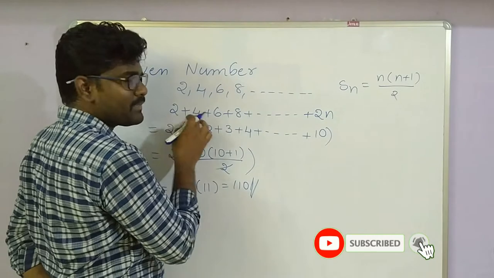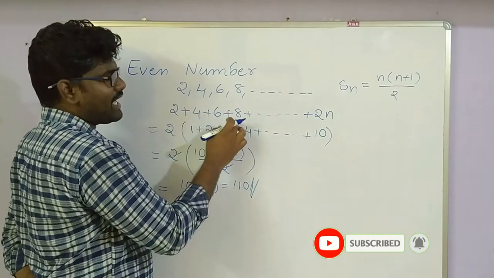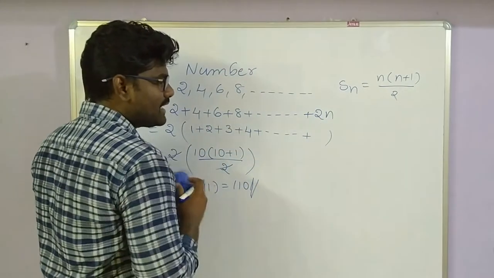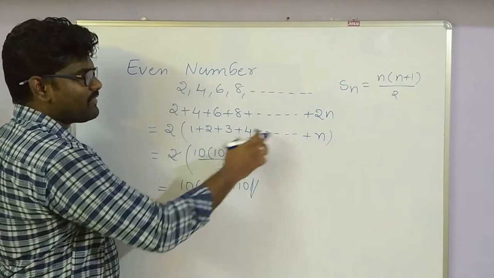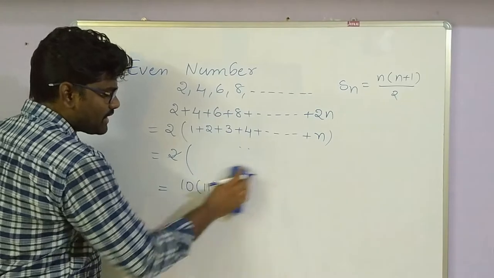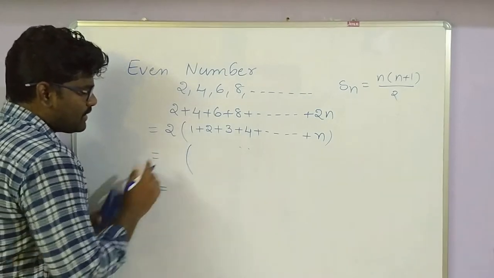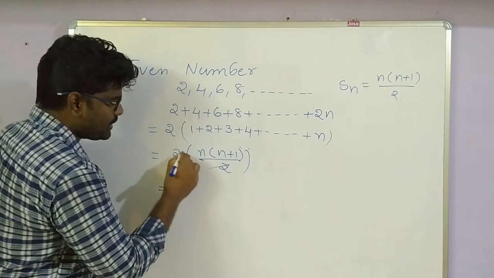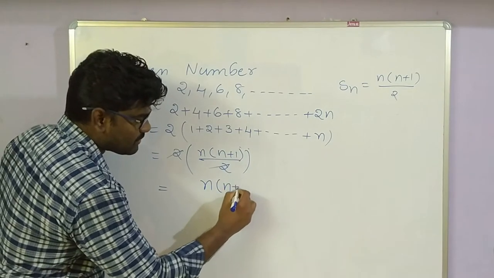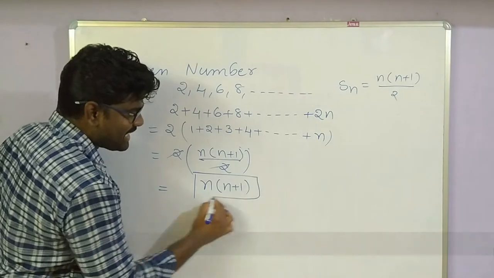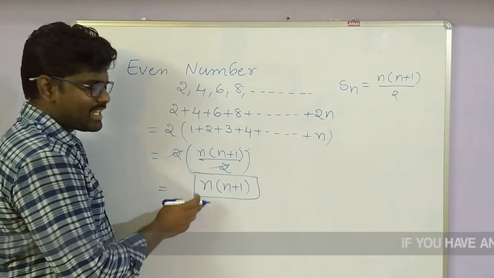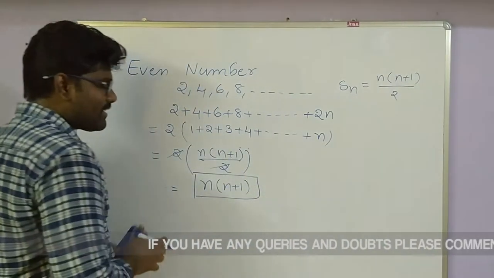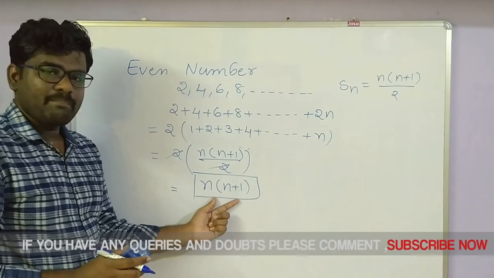Here we are adding all the even numbers. When we take 2 common, we get n. Then for the sum of the first n natural numbers, what formula do we get? Here 2 is common, n into n plus 1 by 2. The 2 cancels, then we get n into n plus 1. This is the formula for the sum of the first n even natural numbers. When we use this formula, we can get the answer easily.